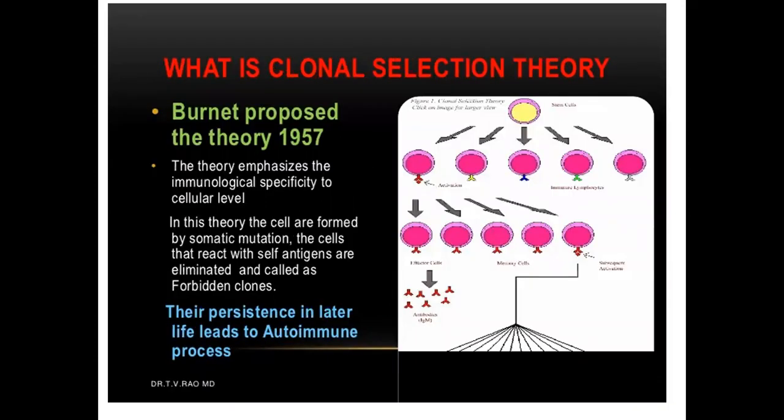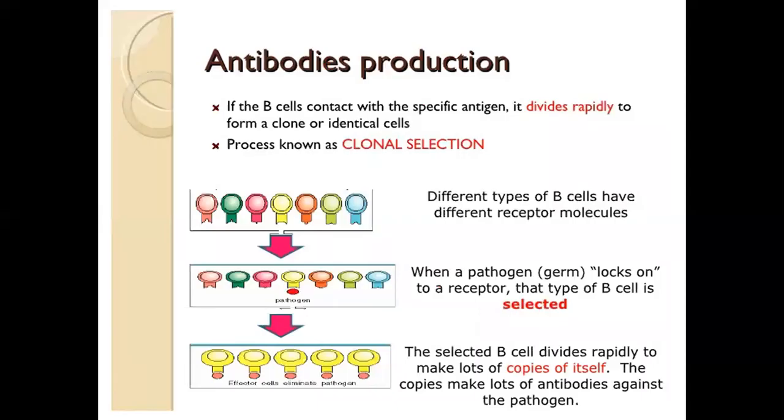You have already come across this, and I have explained it in your earlier classes. Burnet proposed the theory in 1957. The theory emphasizes immunological specificity at the cellular level. In this theory, the cells are formed by somatic mutation. The cells that react to self-antigens are eliminated and are called forbidden clones. Their persistence in later life leads to the autoimmune process.